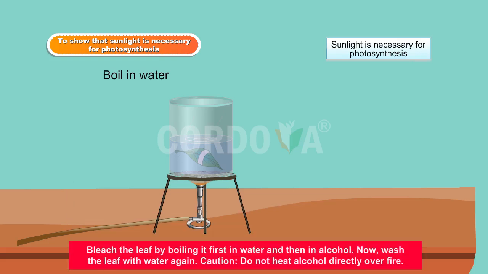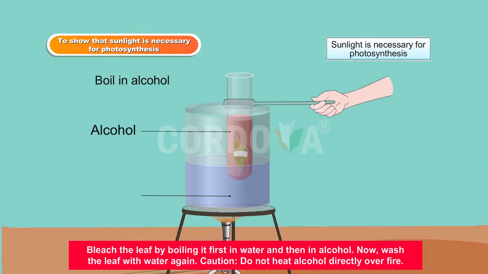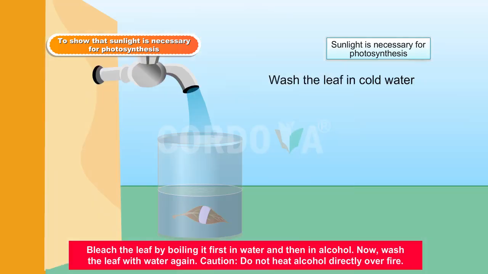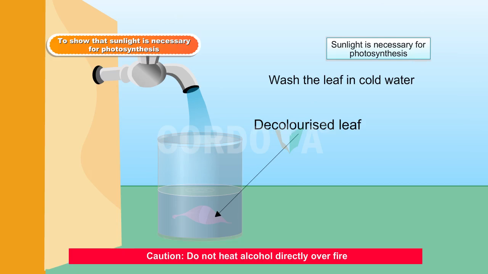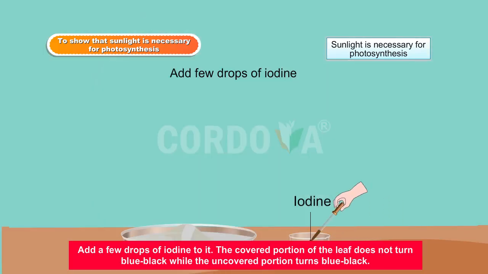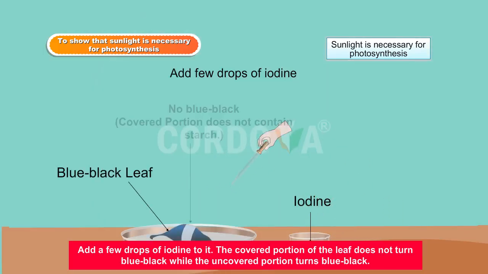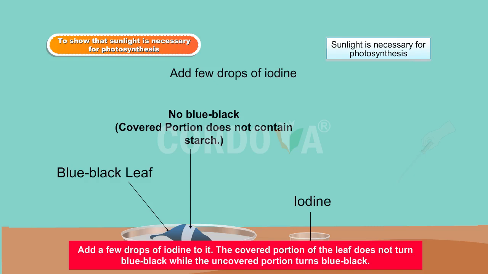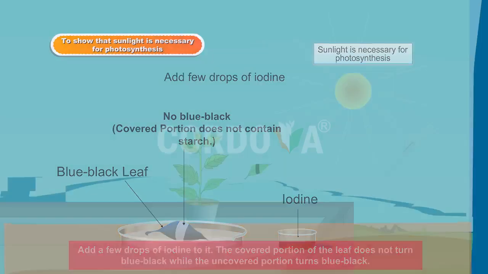We bleach the leaf by boiling it first in water and then in alcohol. We wash the leaf with water again. Caution: do not heat alcohol directly over fire. We add a few drops of iodine on it. The covered portion of the leaf does not turn blue-black, while the uncovered portion turns blue-black.